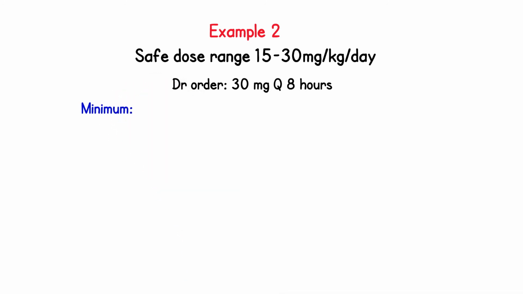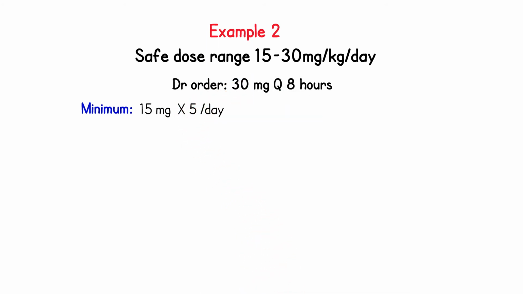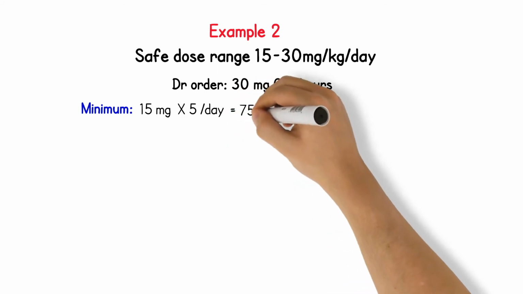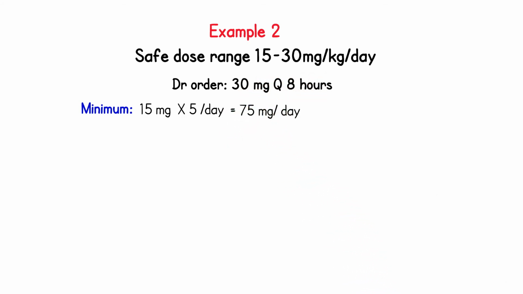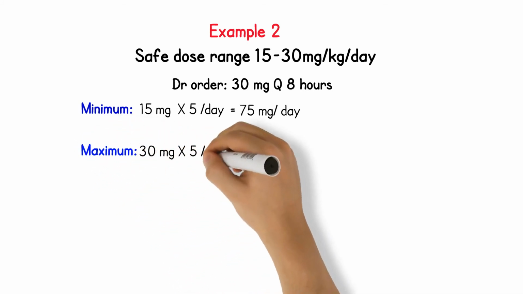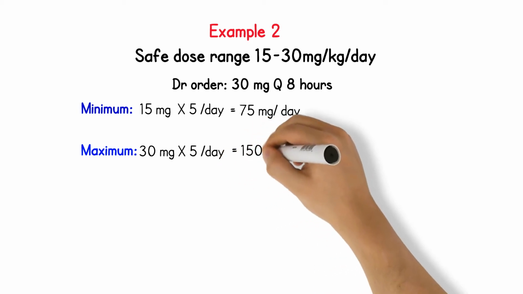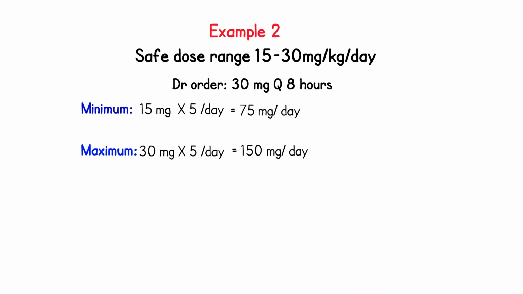15 milligrams times 5 per day. So you take 15 times 5 and you would get 75 milligrams. So 75 milligram per day for the minimum. For maximum, you take 30 milligrams times 5. So 30 times 5 is 150 milligrams. So the maximum will be 150 milligram per day. So now we have a safe dose range of 75 to 150 milligrams per day.